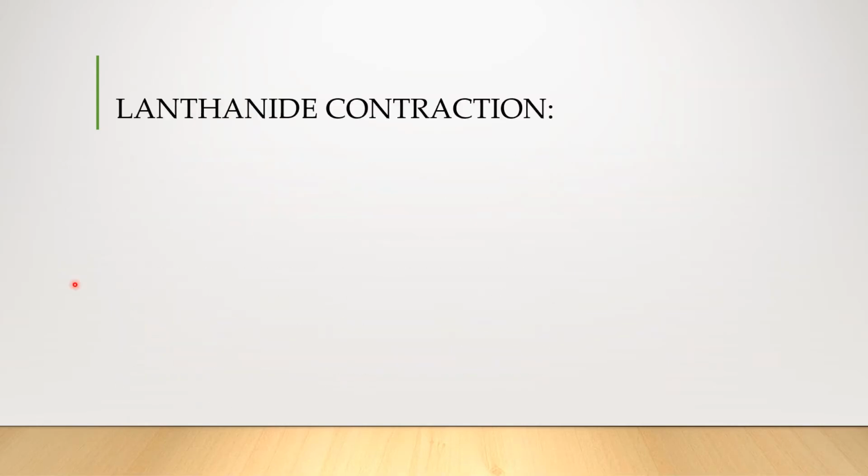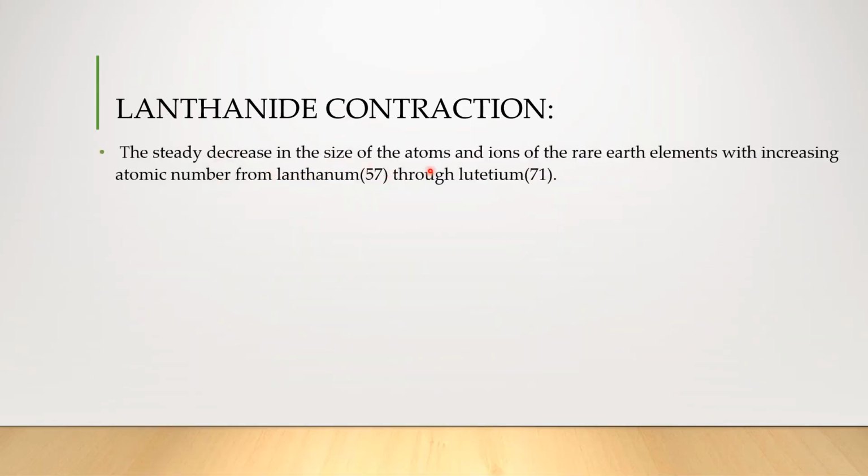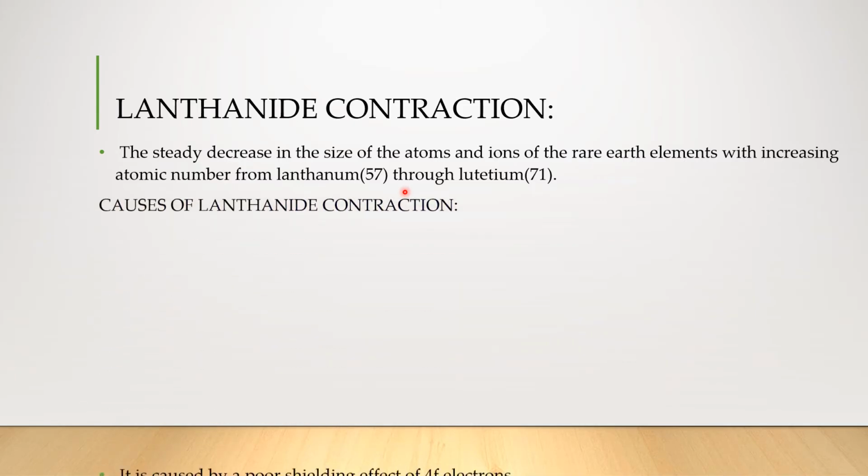And now we are going to see the trends, that is lanthanide contraction. Okay, the steady decrease in the size of atoms and ions of the rare earth elements, that is F block elements, with increase in atomic number. Okay, the size decreases and the atomic number increases on moving from lanthanum to lutetium. Okay, this is known as lanthanide contraction. And let's see the causes of lanthanide contraction.